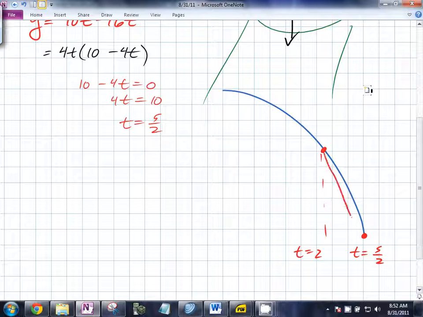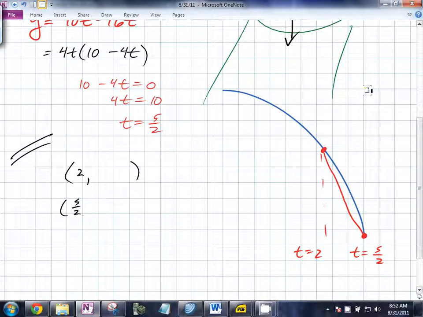Here. Not very nicely drawn. So in order to find the slope between 2 points, you need to actually find the 2 points. The first one is 2 comma something. The other one is 5 over 2 comma something.